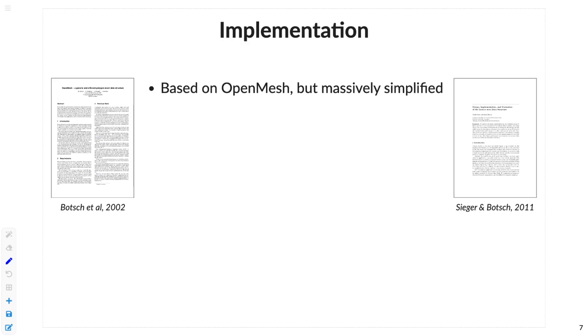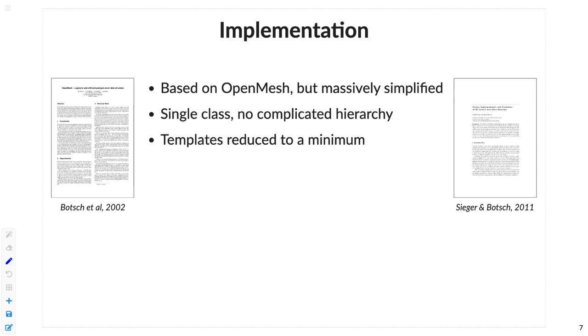So we massively simplified OpenMesh because whenever I used OpenMesh for teaching, students, maybe it's a problem of our students, but they always complain that it's too complicated and they wanted to have a simpler data structure. So we removed about 75% of the code in the core data structure without losing functionality. So we just stripped it down to the bare minimum. It's a single class instead of a complicated inheritance hierarchy. We avoid using templates. There are some situations where you need templates, but we reduced it to a minimum.